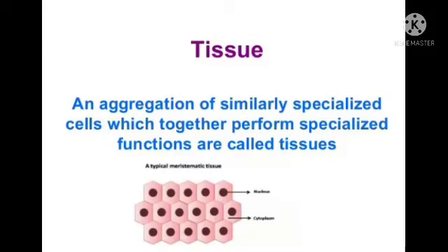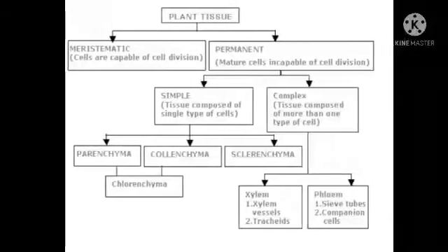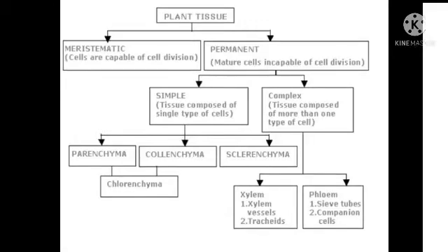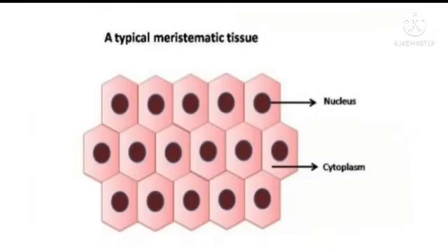Tissue: an aggregation of similarly specialized cells which together perform specialized functions are called tissues. Here is a table showing the different types of plant tissue. This is a picture of a typical meristematic tissue, which has a nucleus and cytoplasm.